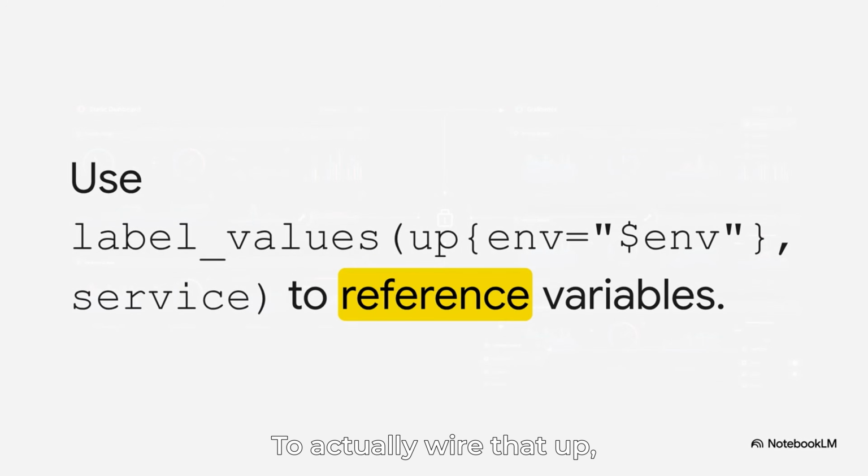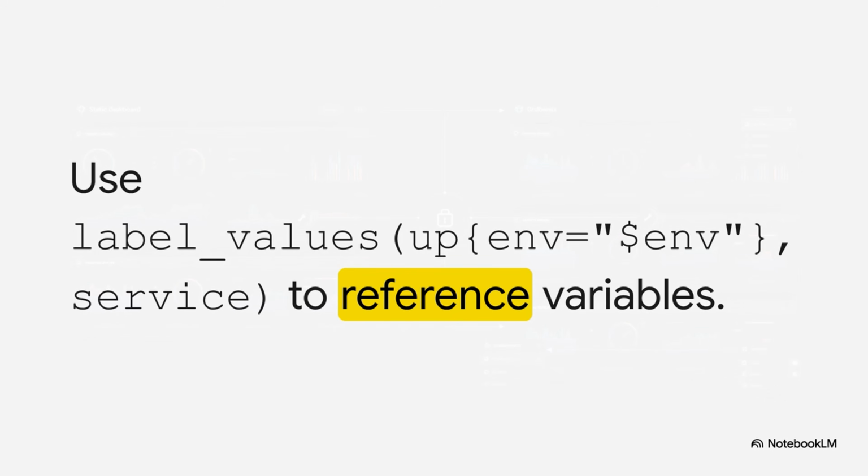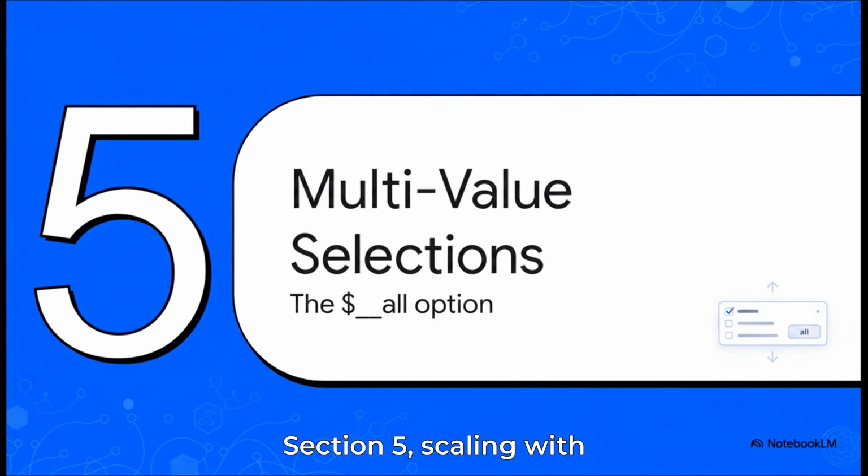To actually wire that up, you just need to pay attention to this specific syntax. Notice how the second variable's query, the one looking for service, includes nv equals nv inside the brackets. It's directly referencing the placeholder we set up in the first variable. Whenever the environment changes, this query automatically runs again, pulling only the matching services. It's beautifully efficient.